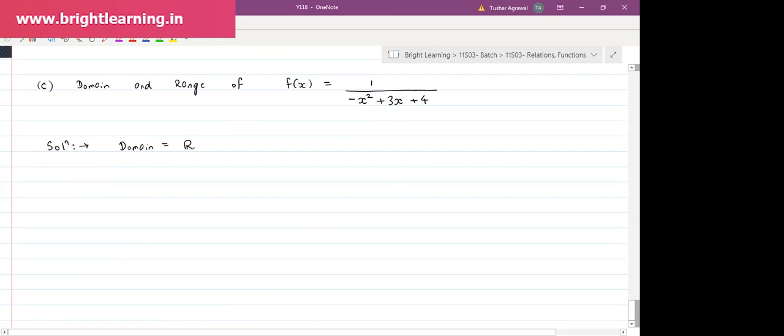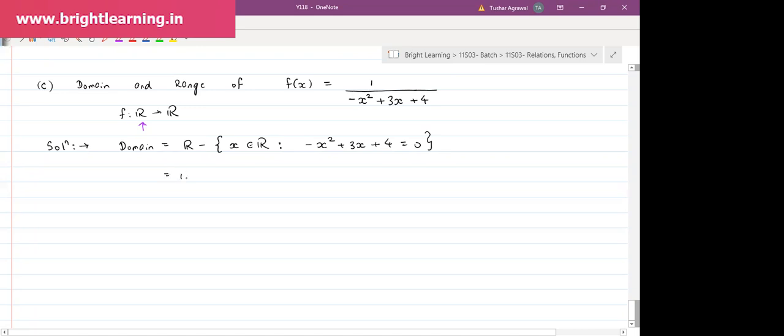Domain is equal to what? The function is defined from R to R, correct? So we have to remove the problematic points from this first set. So the first set, that is R, minus the set of points belonging to that set which are problematic. Which are the problematic points? If the denominator becomes 0, then that's a problem. Minus x square plus 3x plus 4 is equal to 0. All those x's for which the denominator becomes 0, I will have to remove.